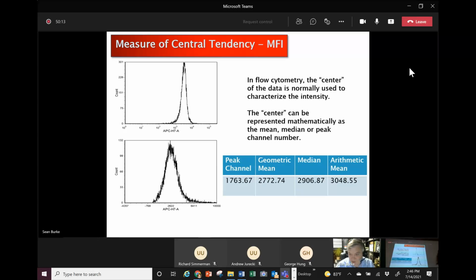Now, if you've gotten through some basic math classes, you might remember that there are different ways to measure a mean. You can measure an arithmetic mean, a median, a geometric mean, or even something called the peak channel. And what happens a lot in publications is that people refer to the measure of central tendency as MFI, and very often publishers never ask what they used to measure that. Was it geometric mean, median, or arithmetic mean? So in flow cytometry, it can actually mean any of these different things. And when you are reporting your data, I think it's very useful to annotate what you're actually calling these things in the software.